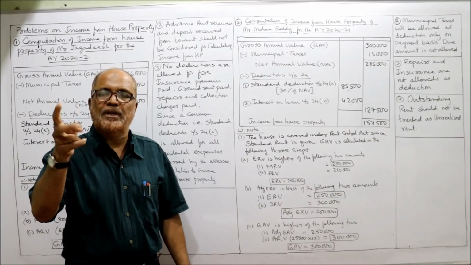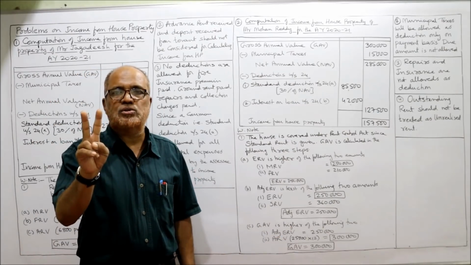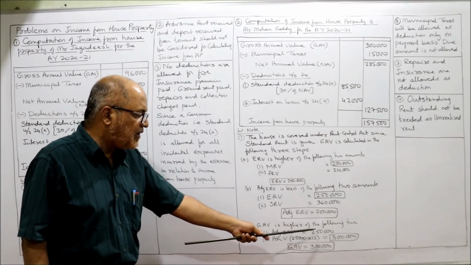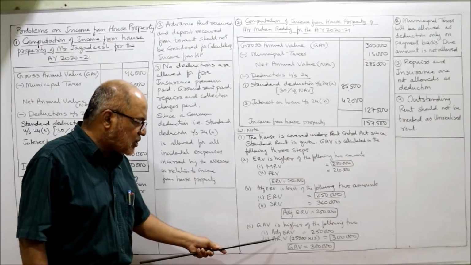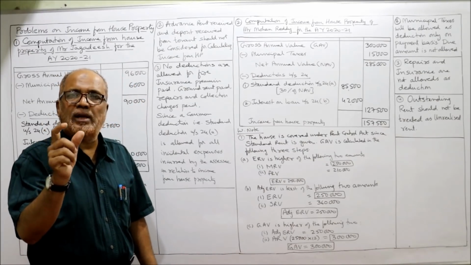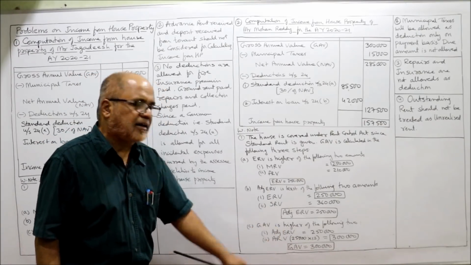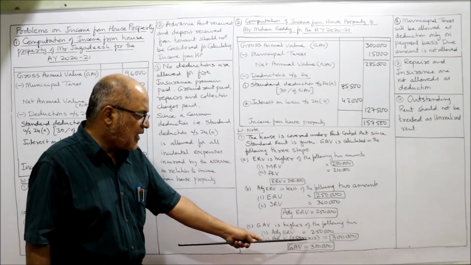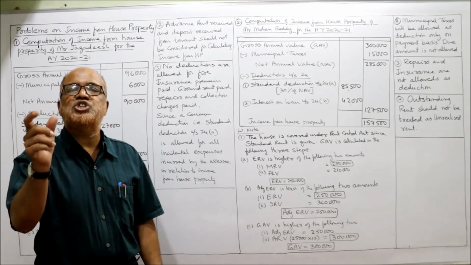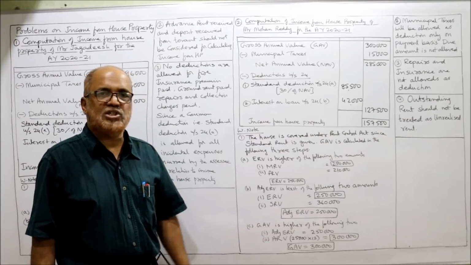Two steps over. Third and last step, GAV is the higher of the following 2 amounts. Adjusted ERV we got 2,50,000. Actual rental value, ARV. ARV stands for actual rental value. That is 25,000 per month into 12, 3 lakh. Now 2,50,000 or 3 lakh, whichever is higher will be the GAV. So 3 lakh rupees is the GAV.